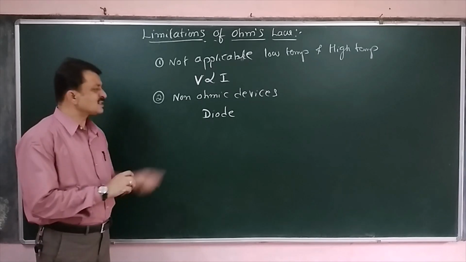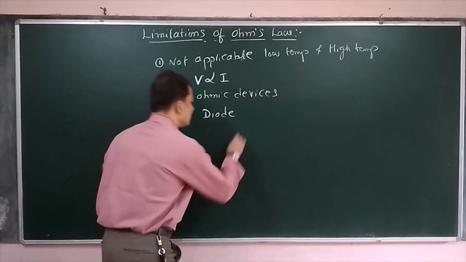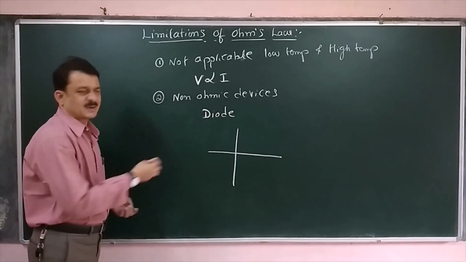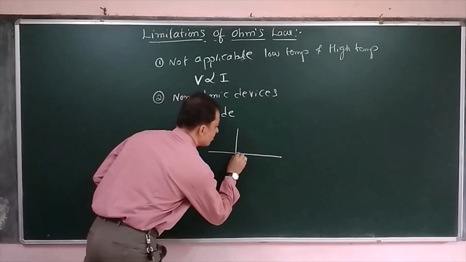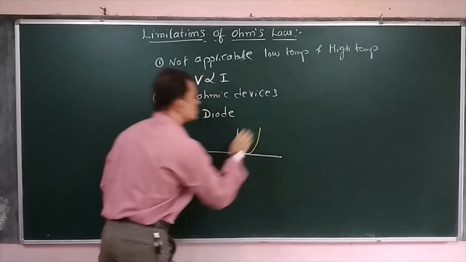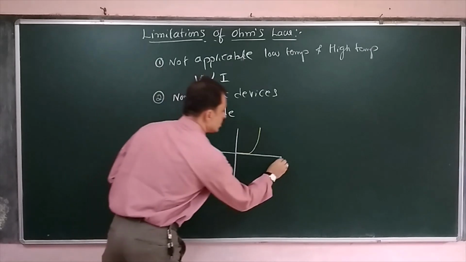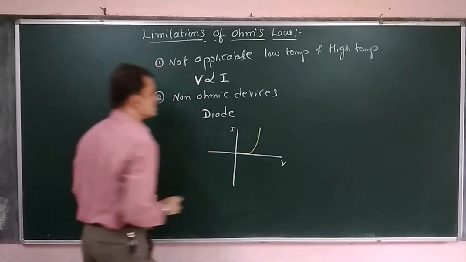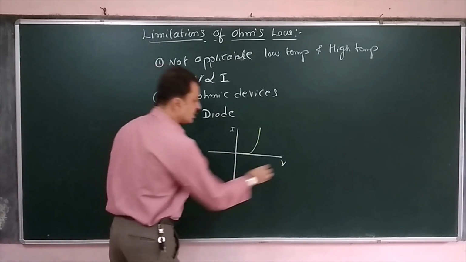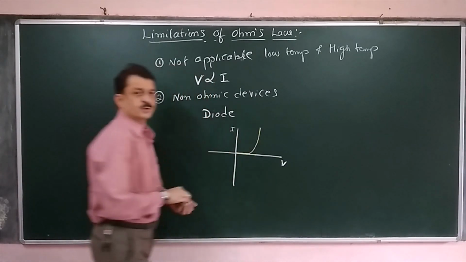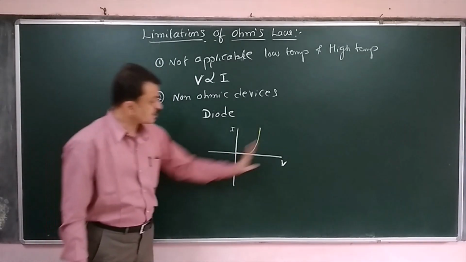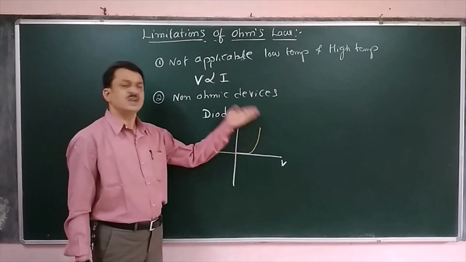If I write the characteristics of a diode, forward bias as well as reverse bias. In the case of forward bias, initially the current is 0 and it goes on increasing and shoots up. This is the voltage and this is the current. In the starting you are increasing the voltage, but the current is 0 up to a particular voltage, that we call the barrier potential. After the barrier potential, the current starts to increase.